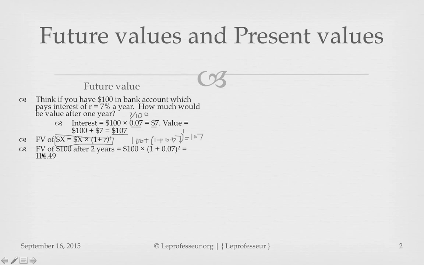Now let's say you want to invest $100 for 2 years. So what would be the future value of $100 after 2 years? 100 multiplied by 1 plus 0.07 squared is equal to 114.49. Now why did we do the square? Because you are investing for 2 years, so your time t is 2 and you got 114.49.